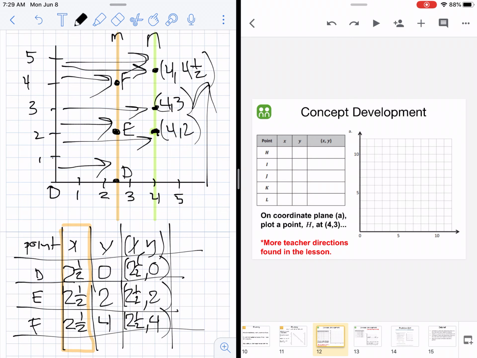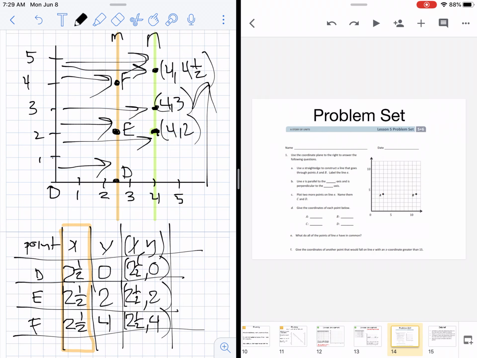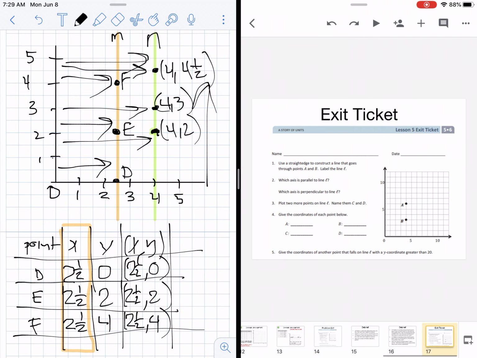All right. So you have your problem set that you can practice on before your exit ticket today. It might help you. It asks you about parallel lines and perpendicular lines, so make sure you understand what a parallel line is, what a perpendicular line is.